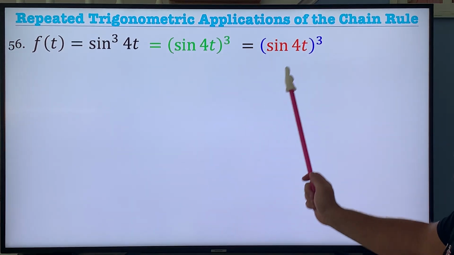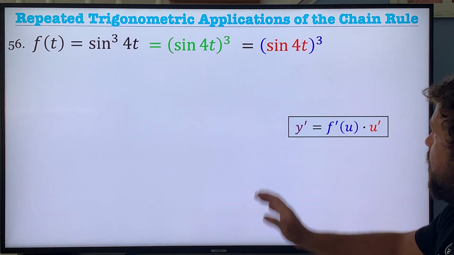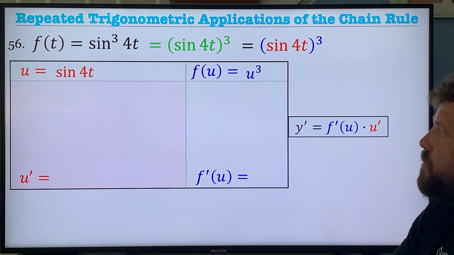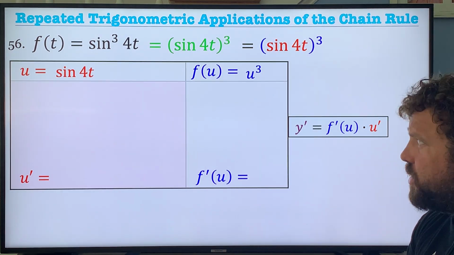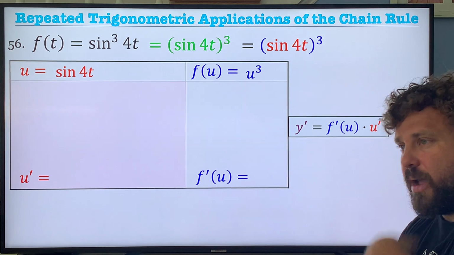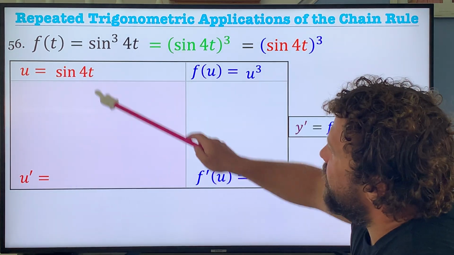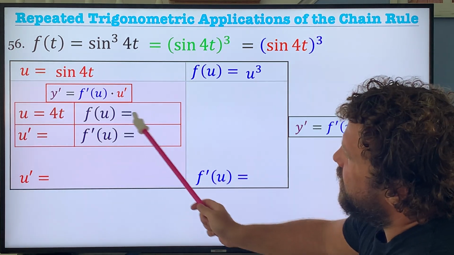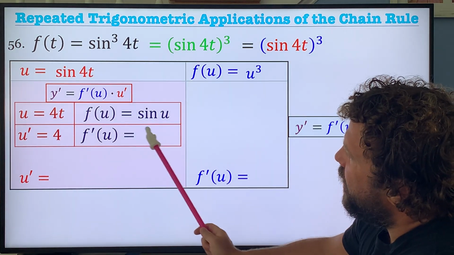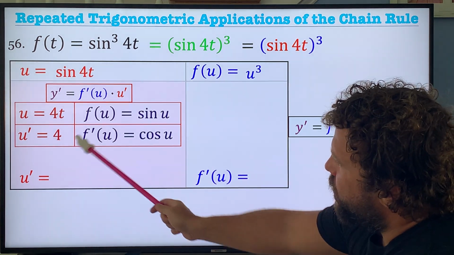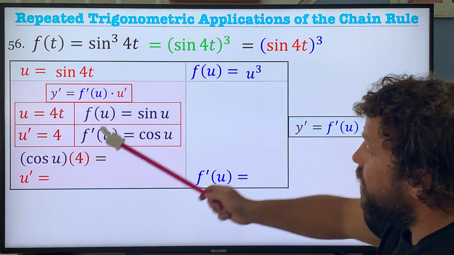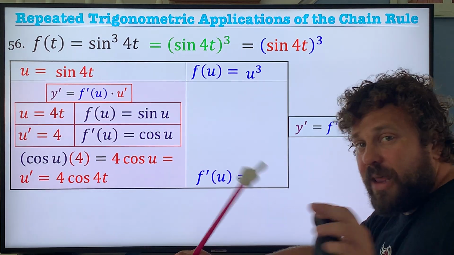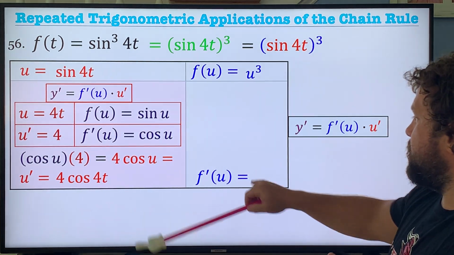So when you're doing this, my sine 4t is going to be my u. My f of u is going to be this to the third power. Now, you don't have to make this big chart because we know how to do this in our head, but I'm just showing you how you're using it repeatedly. So now we're going to have to derive sine 4t. We can use the chain rule again, and our u is 4t, our f of u is sine u, and the derivative is 4 cosine u, or 4 cosine 4t. And this is 3u squared.